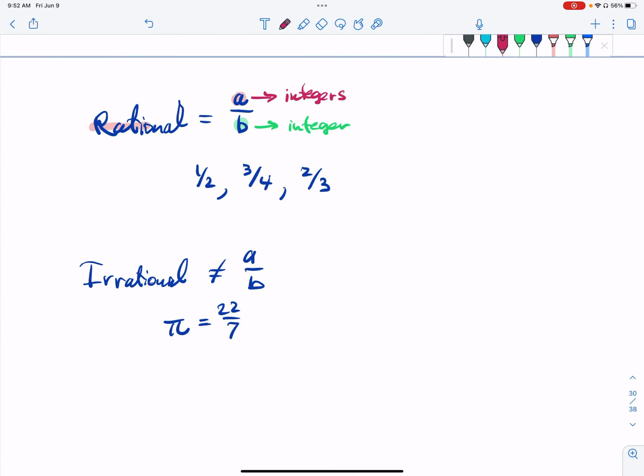So that's another thing about irrational numbers: the decimals go on forever and don't repeat. Non-repeating, non-terminating. Terminate means to stop.